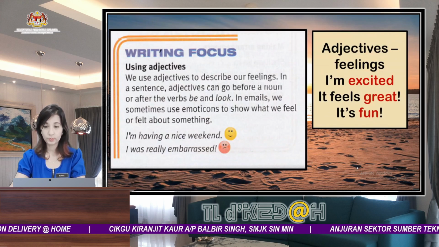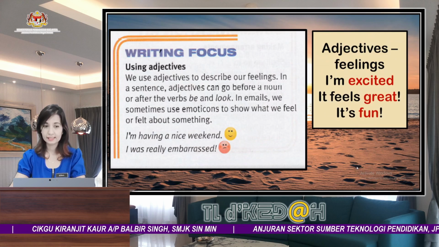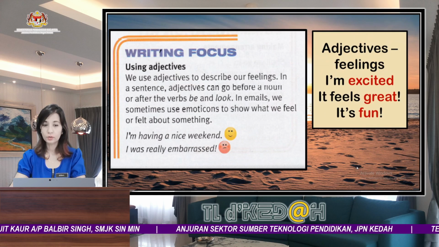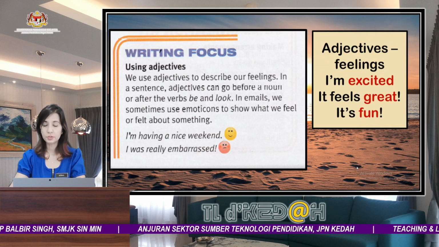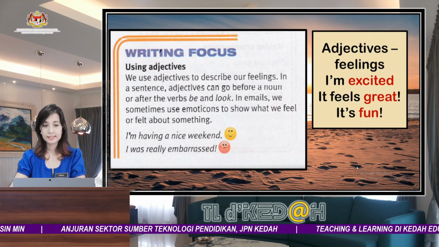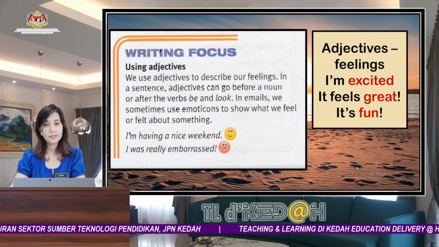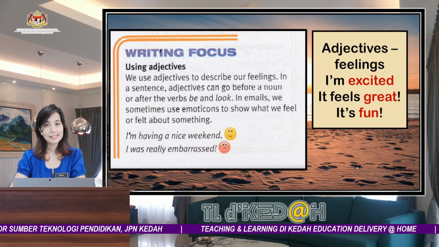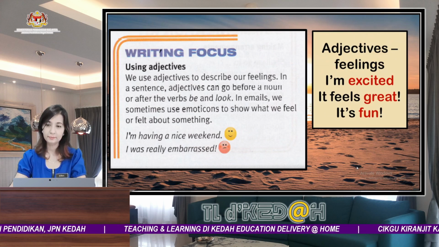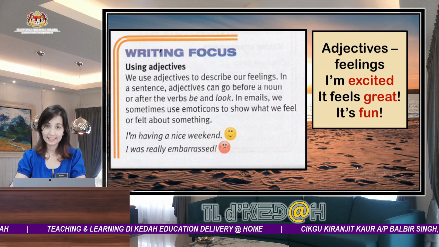Here, if you can see, there is a focus at the bottom on page 92 on how to use adjectives appropriately. Use adjectives to describe our feelings. In a sentence, adjectives can go before a noun or after the verb be or look. In emails, we sometimes use emoticons, but in our case, we don't use emoticons. Examples: I'm having a nice weekend. I was really embarrassed. Embarrassed means what? It means shy. Adjectives or feelings here, I've also added some: I'm excited. It feels great. It's fun. Okay. Clear so far?